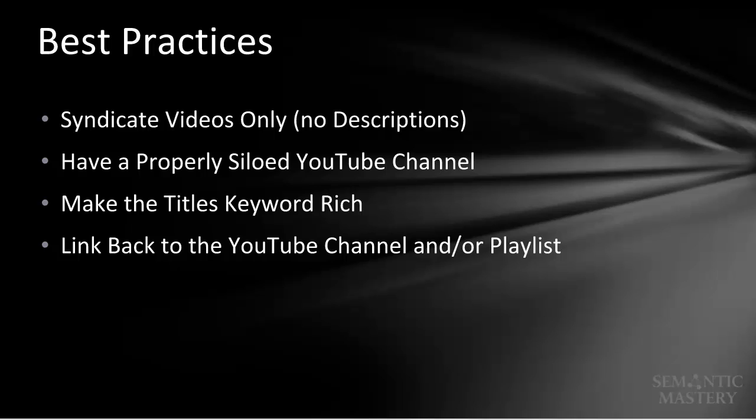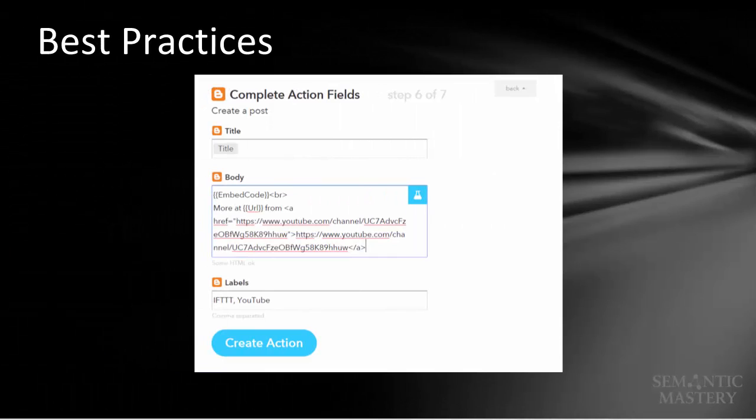Okay, so the best way to do that, and to only syndicate videos, not description, is to set up the recipe like this. So if you have been paying attention to the training, you will notice that on the body you can have the embed code for the video, and then what I like to have is something like more at URL, which is the token, the video URL, from, and there is where I will hard code on IFTTT. I will hard code this recipe, so I will get a channel backlink in this case from this video.